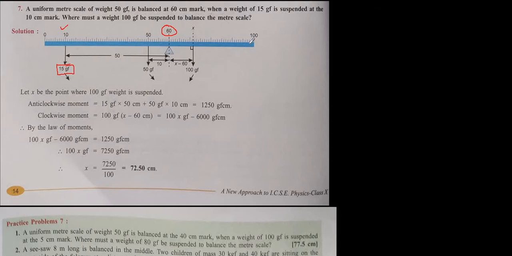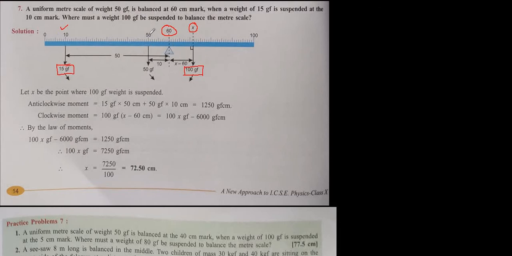So balance is done on the other side of the point of equilibrium, so it is between 60 and 100. Where will the other 100 GF weight be suspended, at what centimeter? Suppose it is at this centimeter, so it will be X. So the distance is X minus 60, because X will be greater than 60, and then 100 GF would be suspended.